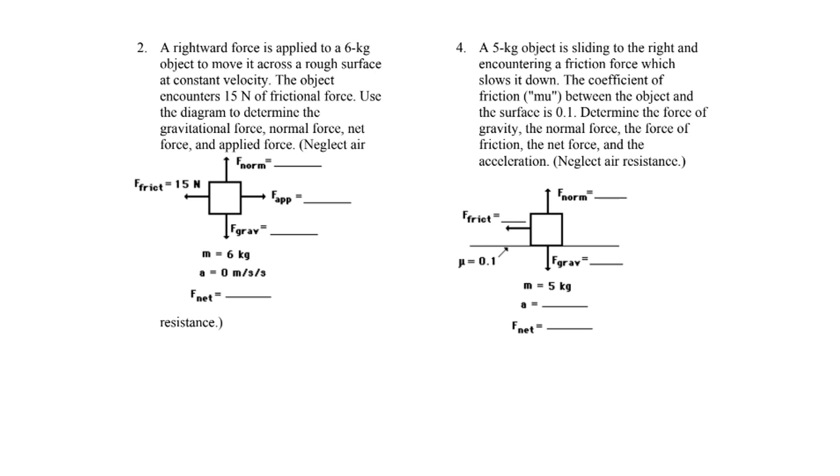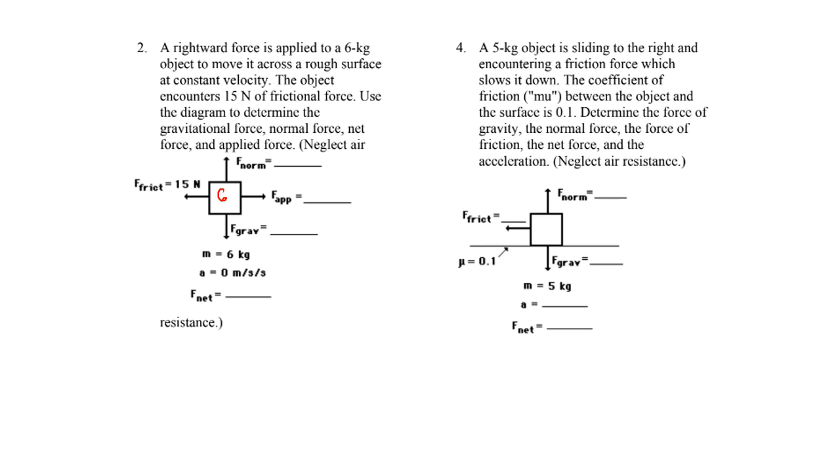The rightward force is applied to a 6 kilogram object to move it across a roof surface with a constant velocity. The object encounters 15 newtons of frictional force. Use the diagram to determine the gravitational force, normal force, net force, and applied force.